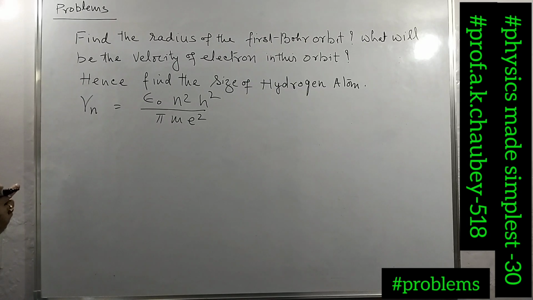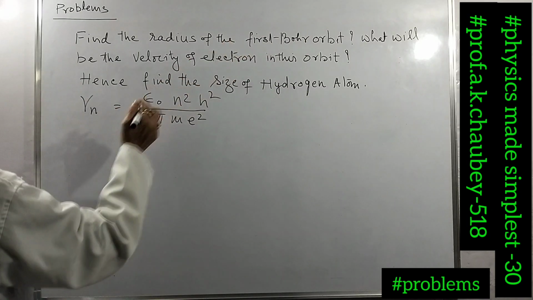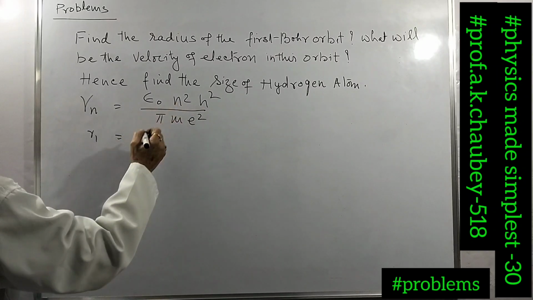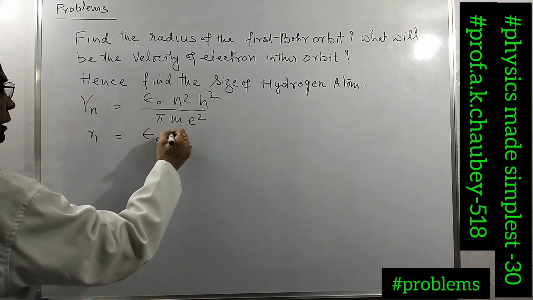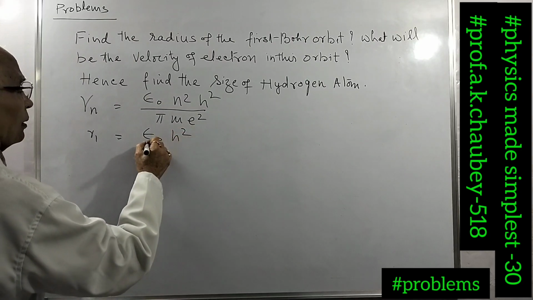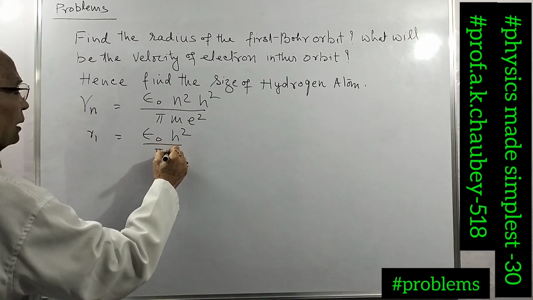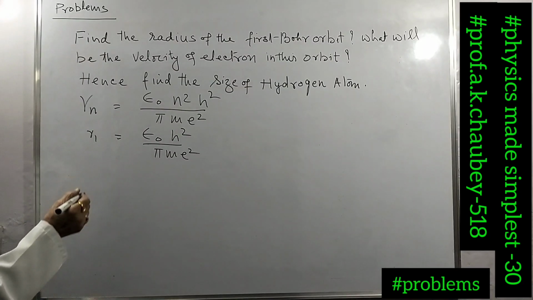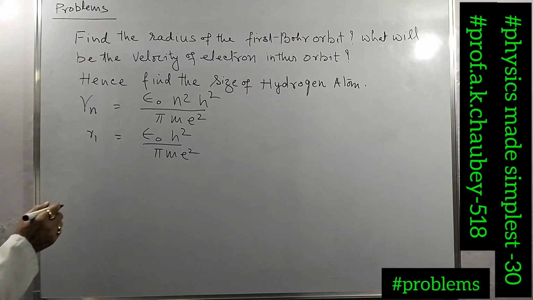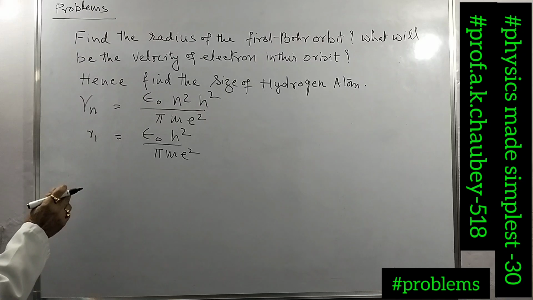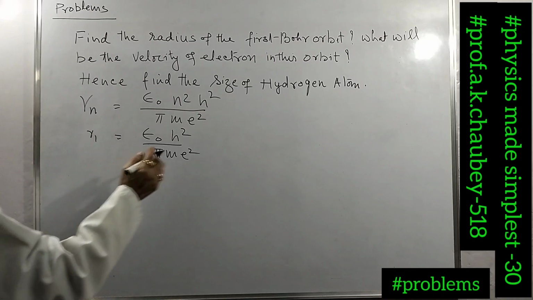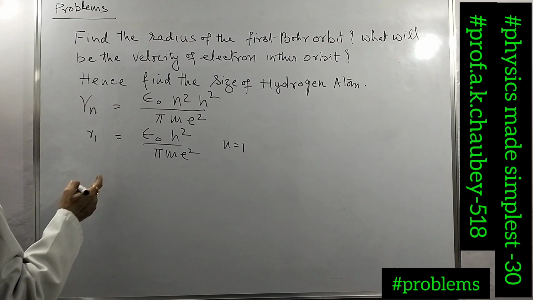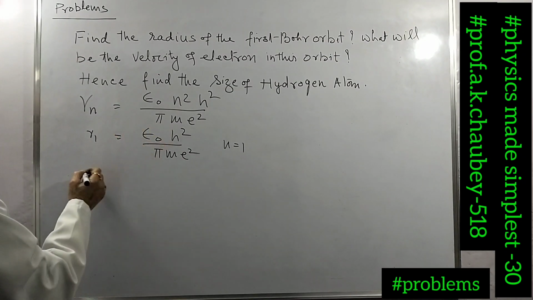From this formula, the first orbit R1 will be for n equal to 1. So R1 is epsilon naught h square upon pi m e square. This will be the first orbit radius, so you can calculate this for n equal to 1. You can put in the values of the various parameters.